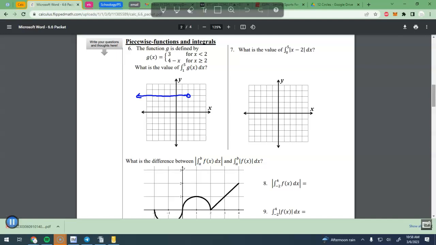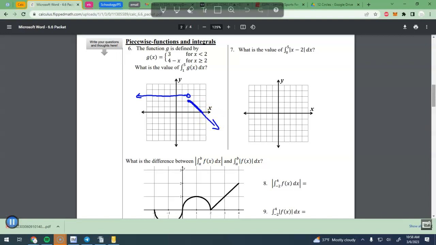Well, 4 minus x would have a y-intercept of 4, but I'm not putting that on there because it doesn't matter until I get past 2. Then I go down 1 over 1, down 1 over 1. Okay, here I can start drawing it. Down 1 over 1, down 1 over 1. And it would look like that.